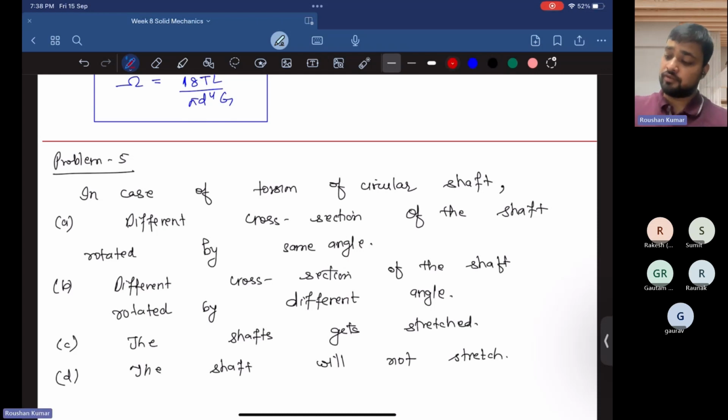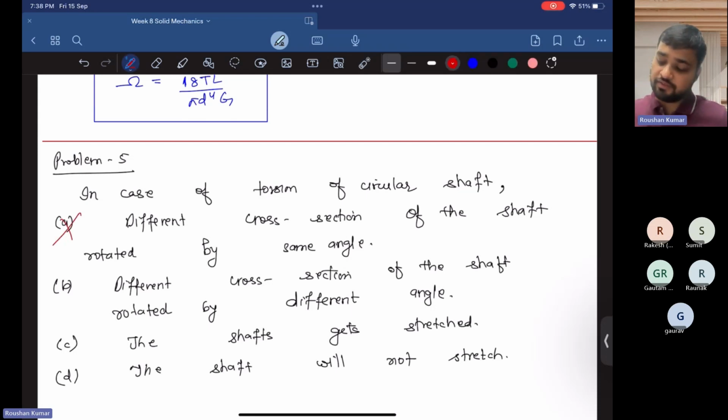Okay, so let's come to the question. In case of torsion of a circular shaft, whenever we provide some torsion to a circular shaft, what will happen? The first option says different cross sections of the shaft rotate by the same angle. No, this is not the correct answer, because whenever we provide torsion to any circular shaft, every cross section of the circular shaft rotates by a different angle. So this is an incorrect option.